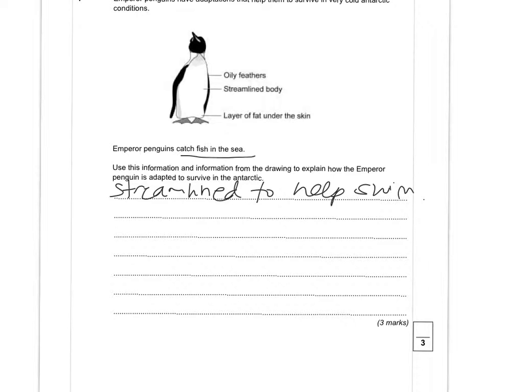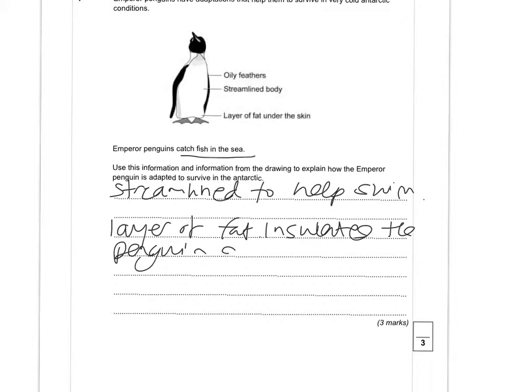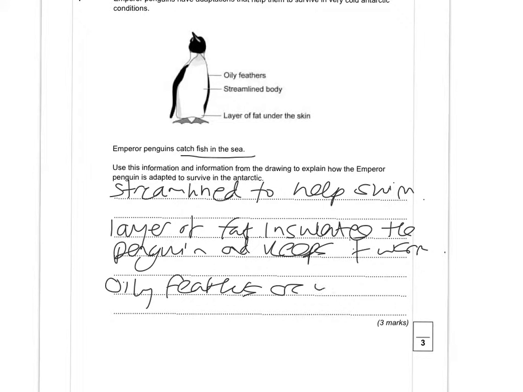Next thing you could say, it has a layer of fat, and that will help to insulate it. So it insulates the penguin and keeps it warm. Okay, and then the 3rd mark is saying that the oily feathers are waterproof, which means when it goes into the ocean and then it gets out, the water is not going to stay on it for long, it's just going to run off it straight away. That's 3 points there that you could have included.